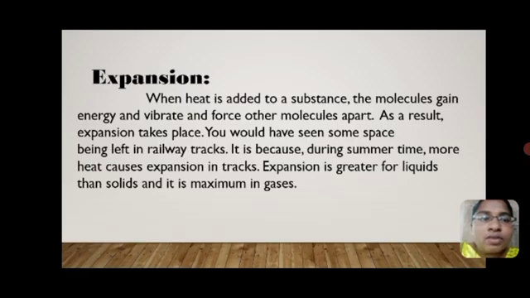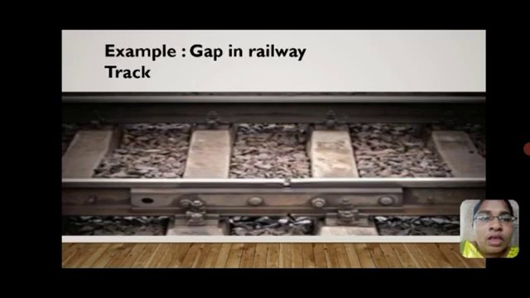You should have seen some space being left in railway track. It is because during summertime more heat causes expansion in the track. Expansion is greater for liquid than solid and it is maximum in gases. Example: gap in railway track.